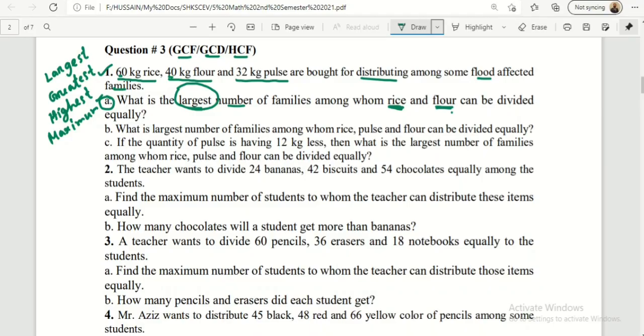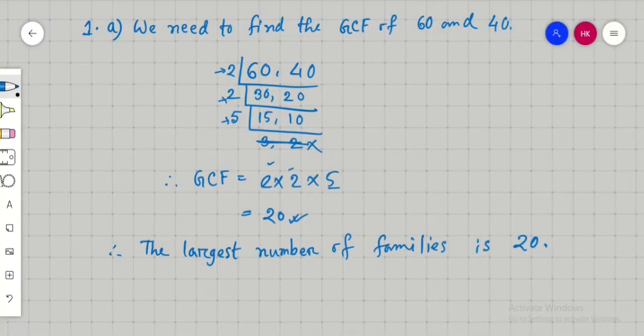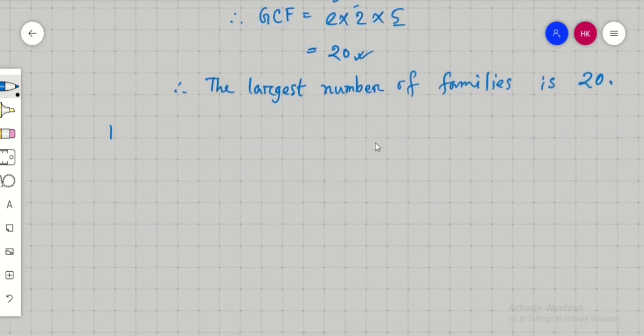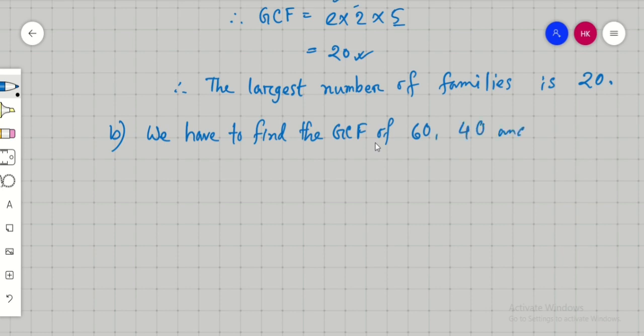Question B. What is the largest number of families among whom rice, pulse and flour can be distributed? That means we have to find the HCF of all three numbers: rice, flour and pulse. In A we have already done rice and flour. Now we have to take the GCF of all three numbers. That means we have to find the GCF of 60, 40 and 32.